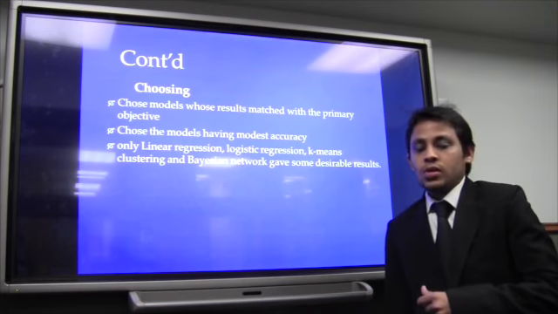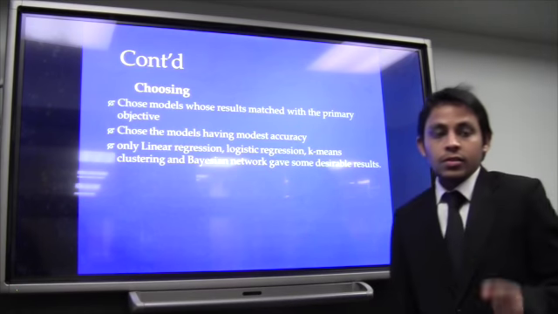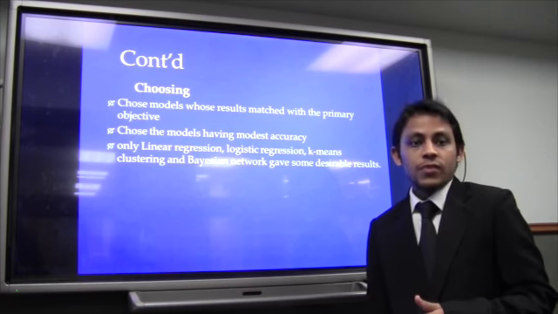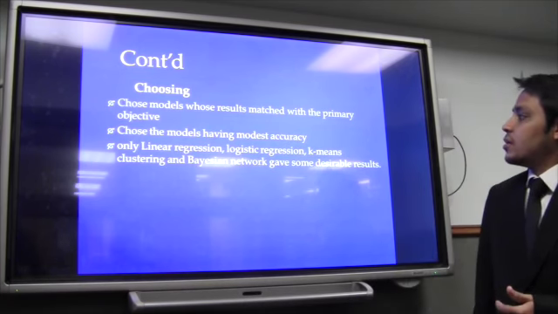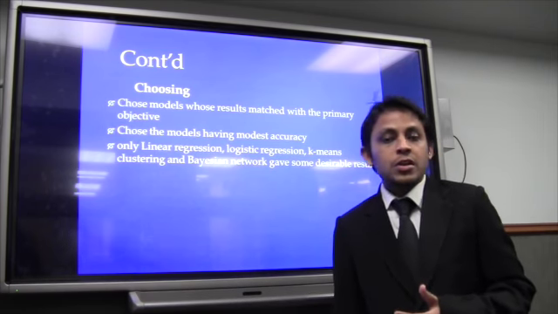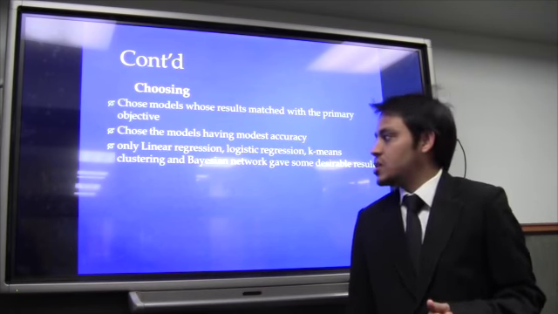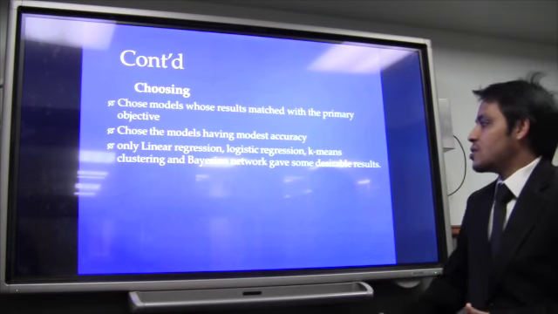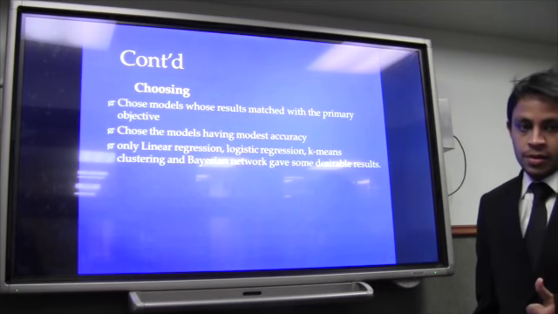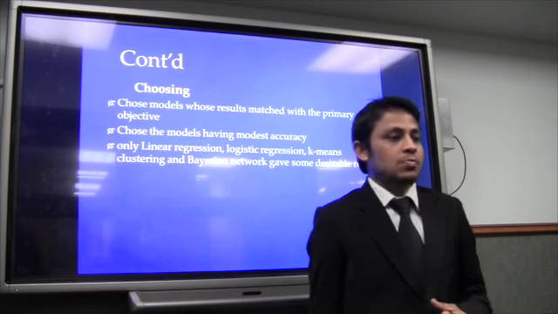With all these models, we have to choose. For choosing, the criterion is that the result which matches closely with the objective is chosen first. After that, the secondary level is the accuracy. We give second priority to accuracy because if accuracy is not good, the model cannot be justified. So from all these, we chose linear regression, logistic regression, k-means clustering, and Bayesian network. Now I would like Songyue to tell you more about the next part.